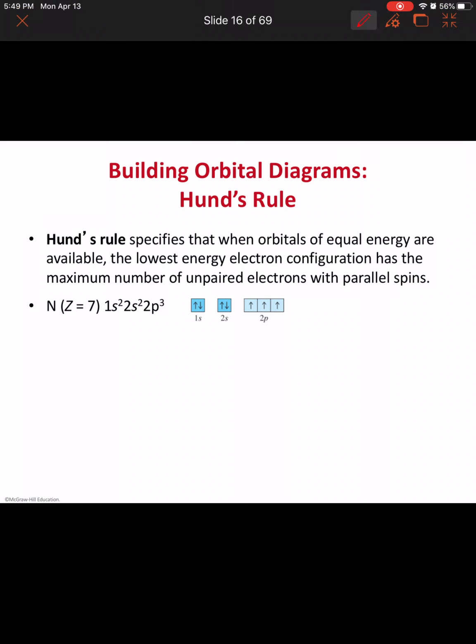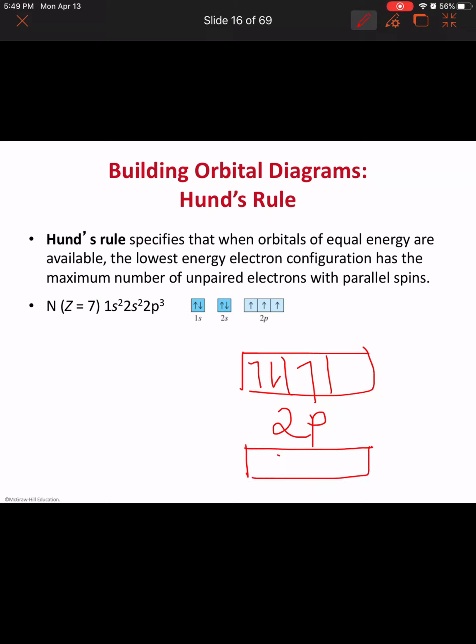What does that mean? When you go to the p level, let's say this is your 3 p orbitals in the 2p sublevel. You're going to put 3 electrons. You're not going to put the 3 electrons paired up like this. Instead, you have to put them like this: 1, 2, 3, one in each of the 3 orbitals of the 2p level. They're supposed to be arrows. It looks like 7, but they are arrows.